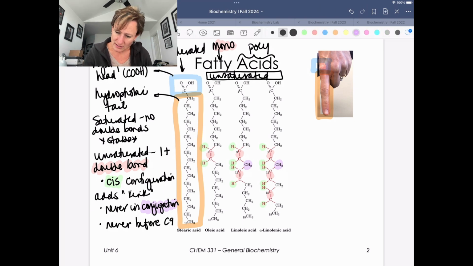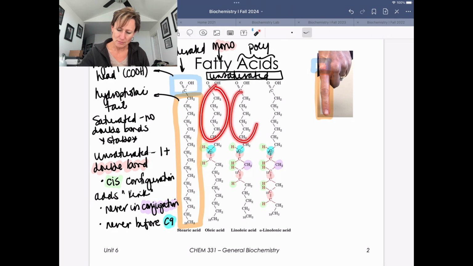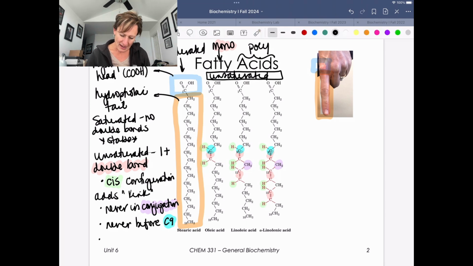So if we look at where the 9th carbon is here, okay, there's the 9th carbon. We never see any units of unsaturation before carbon 9. And that's just how naturally occurring fatty acids are built. One other thing to highlight here is when we're talking about what we see, and I'll refer to these as our fatty acids, right?